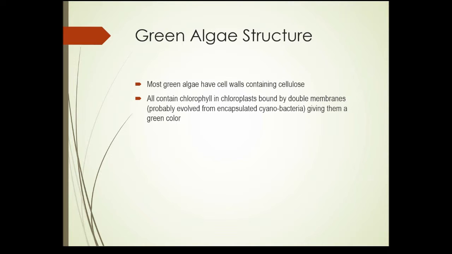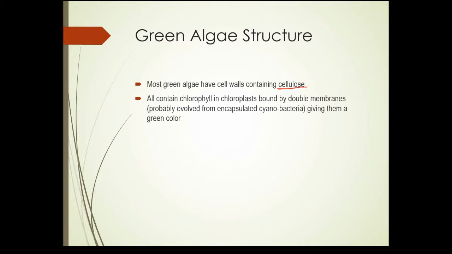The structure of green algae begins to have resemblance to plants. Remember that the cell walls of the diatoms were composed of silicon. The cell walls of the blue-green algae had a polypeptide section. In green algae, we find that most have cell walls containing cellulose, and cellulose is what we find in the cell walls of green plants.